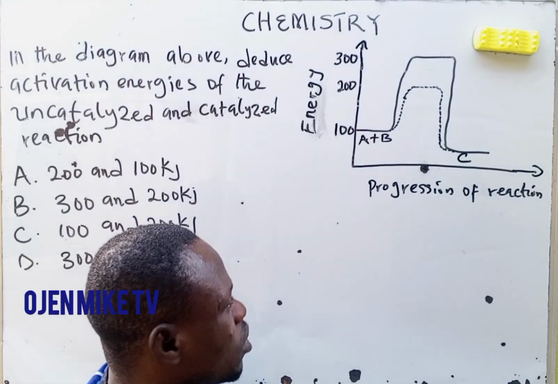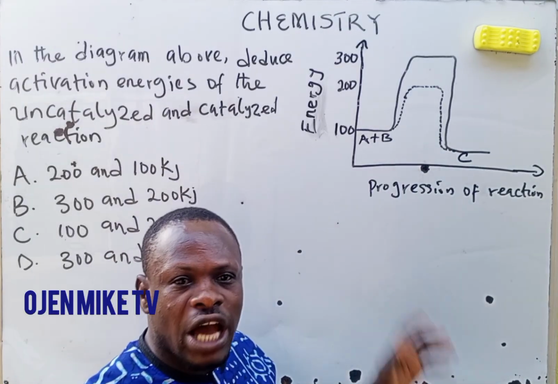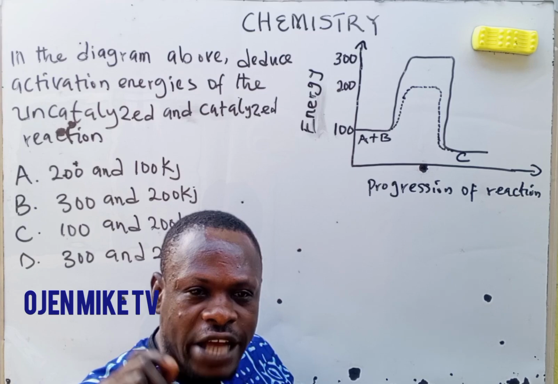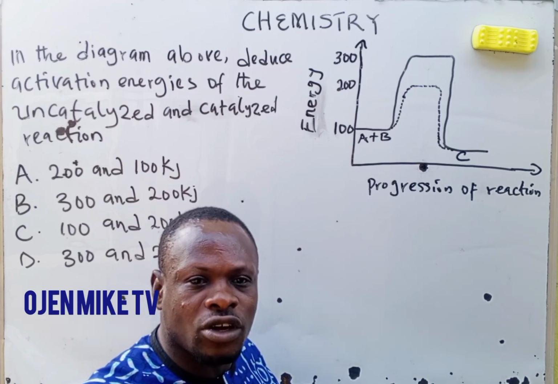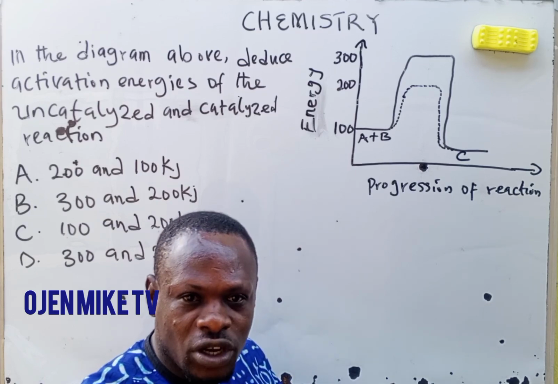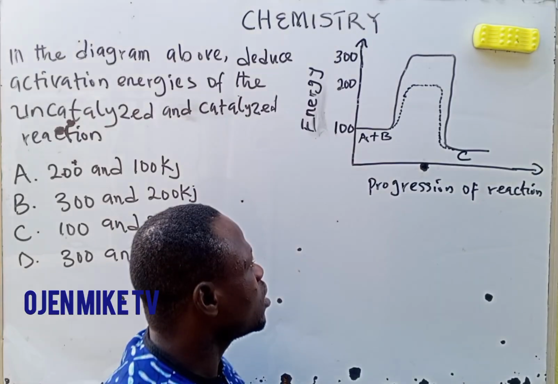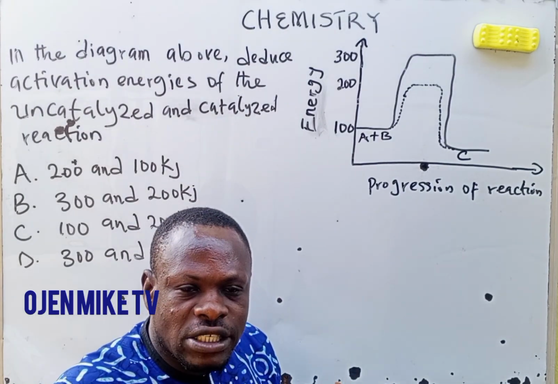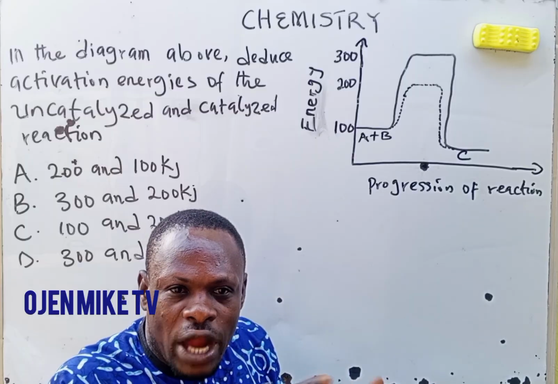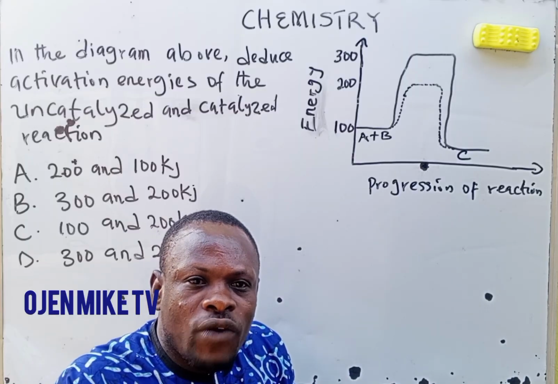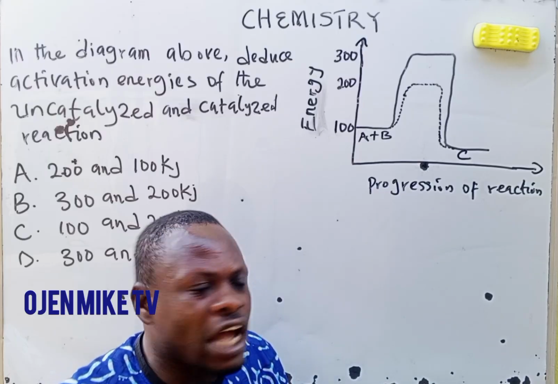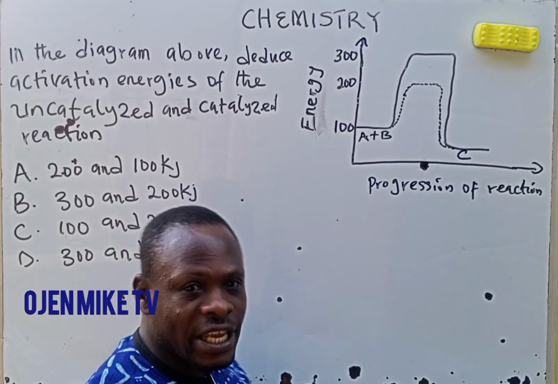Now, firstly, understand what activation energy is. Activation energy is the minimum amount of energy that is required for a reaction to start. It is called the energy barrier. When two substances collide together to react, they must overcome the energy barrier. Okay? That energy barrier is what we call activation energy.